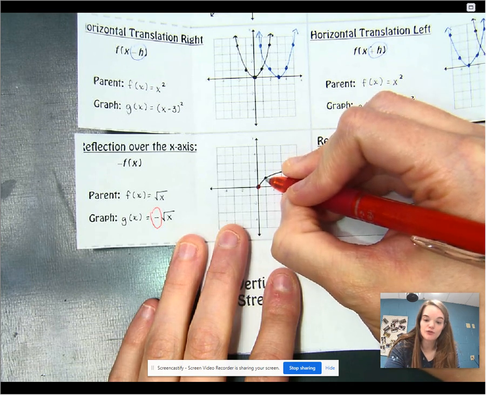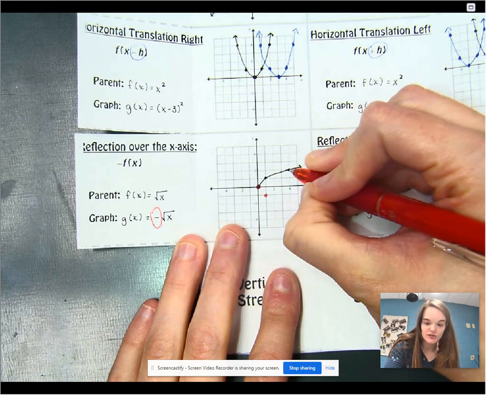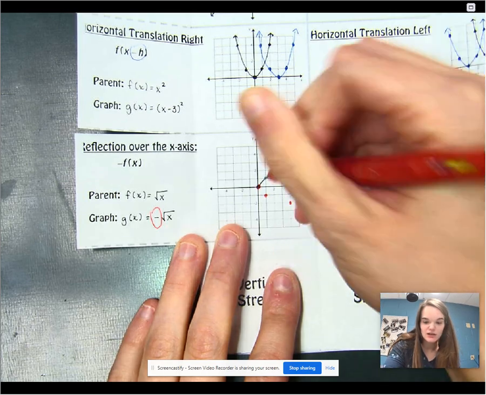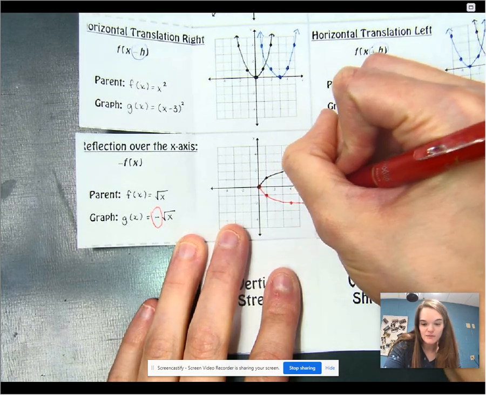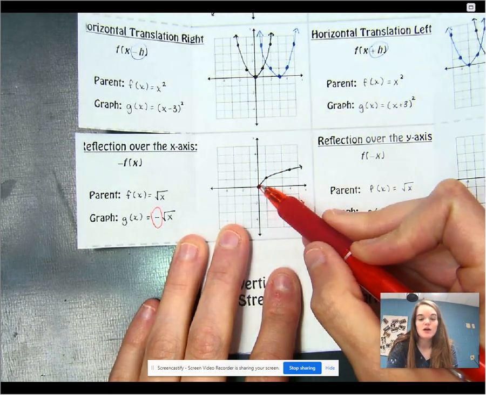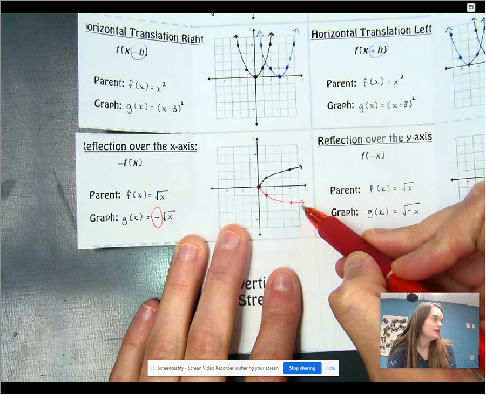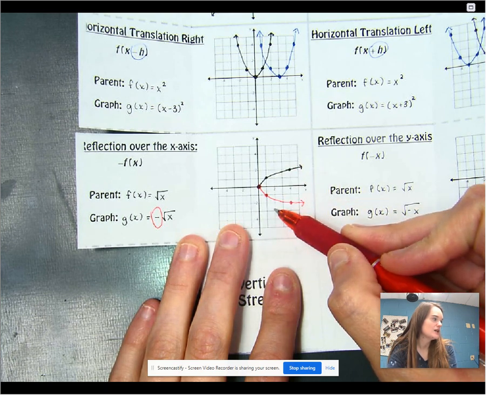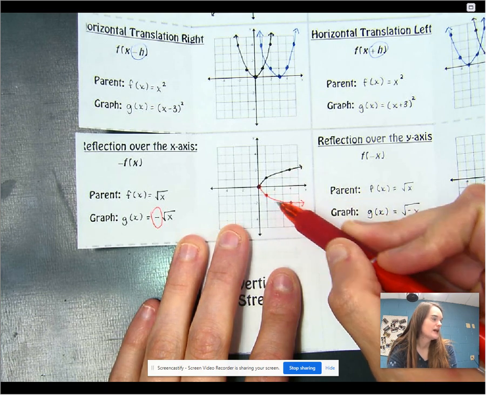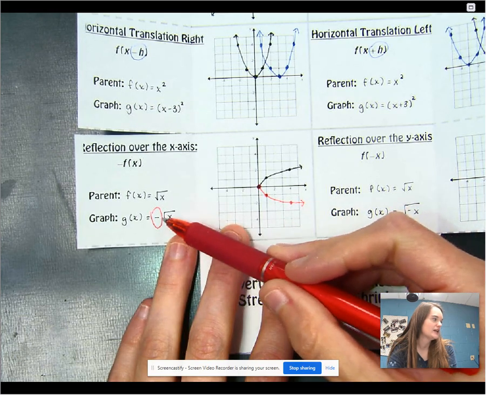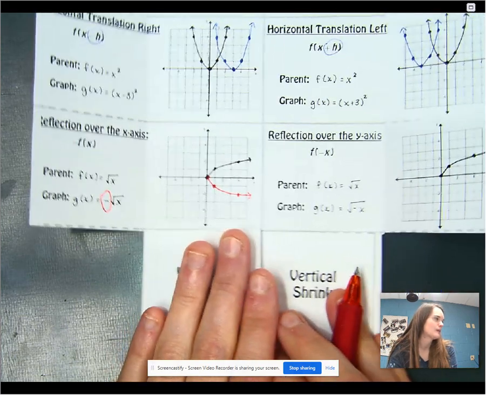This one is going to reflect. This point is going to reflect. So I now have the reflection here in red. It has flipped over the x-axis. This is what a reflection over the x-axis looks like. It will have a negative in front.